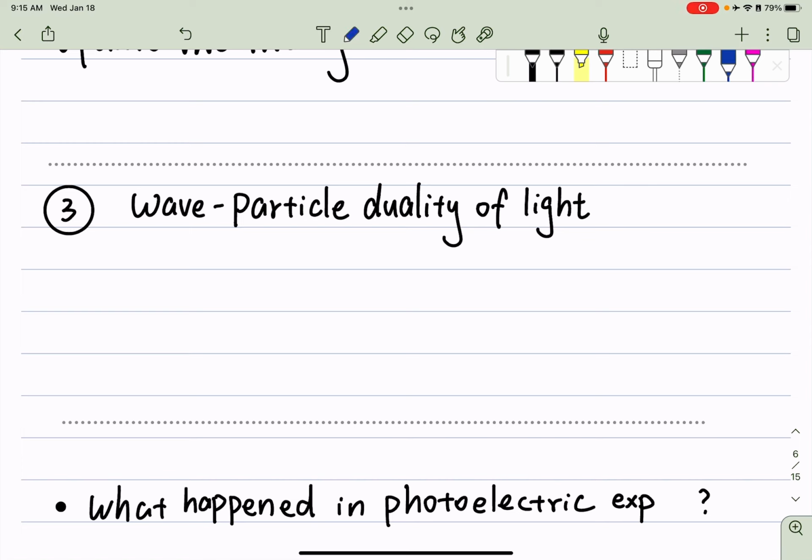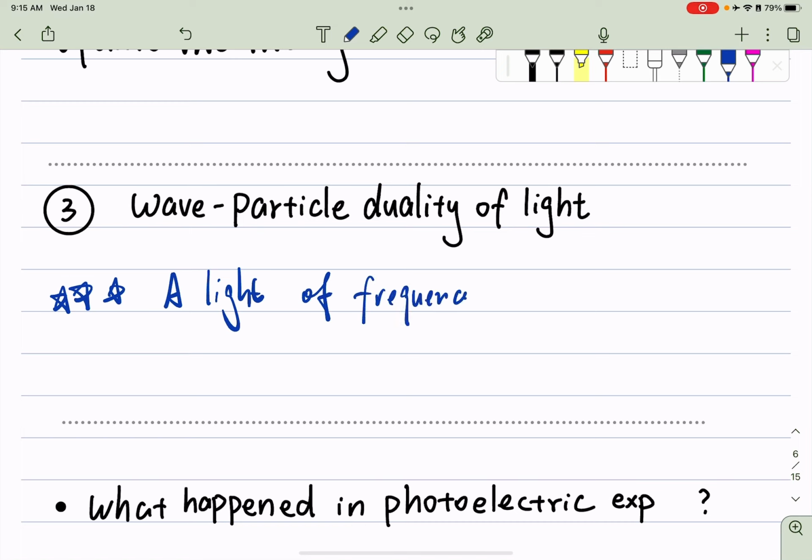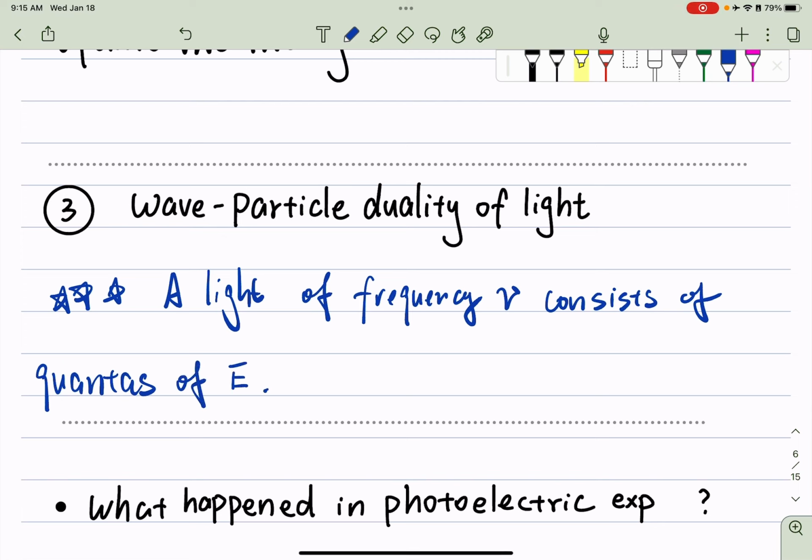So I'm just going to write it here. You don't need to copy it down because you'll have it in your textbook and the annotated notes. What we have is light of frequency mu consists of quanta of energy. And the energy of a single photon equals the Planck constant times the frequency of the light wave.